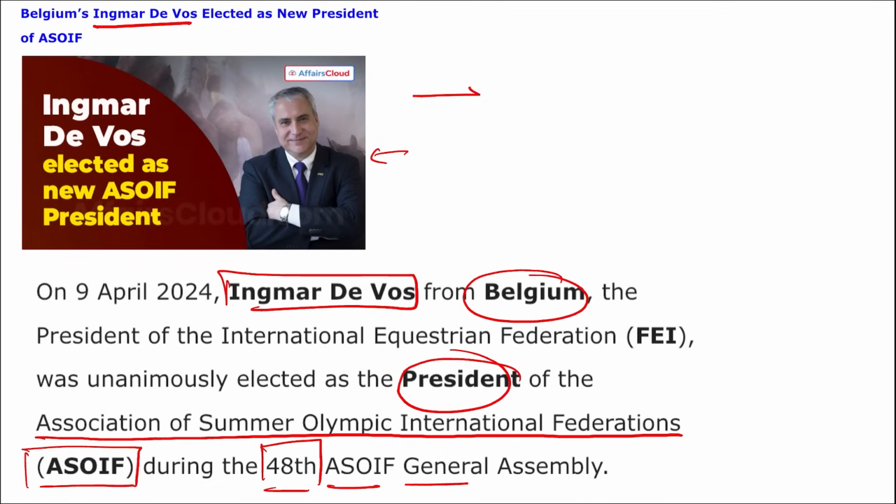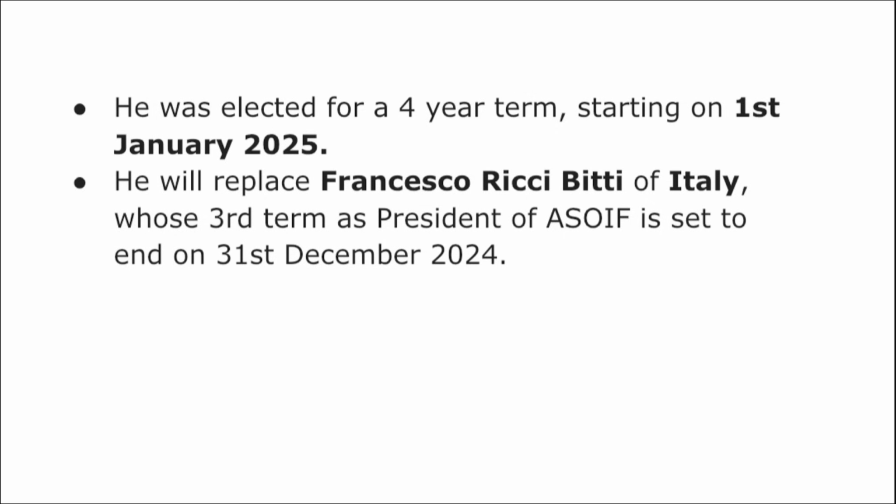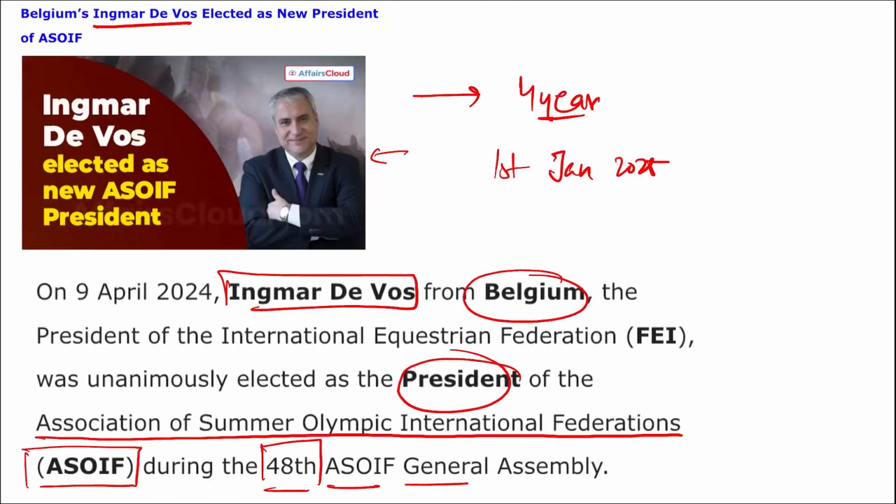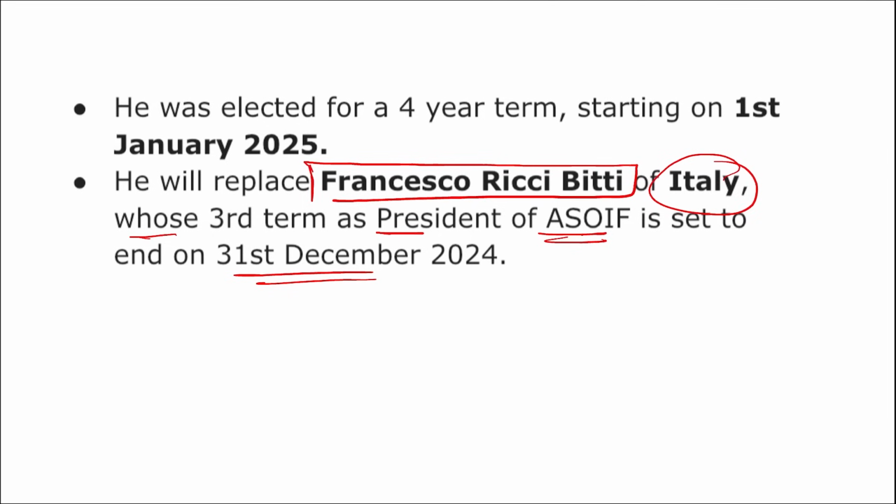Then remember, he was elected for a period of 4 years. It will be starting from 1st of Jan 2025. He will be replacing whom? He will be replacing, remember, Francesco Ricci Bitti, right? He is of Italy. He will be replacing him, whose third term as president of ASOIF is set to end on 31st of December 2024. And here Ingmar De Vos's term will be starting from 1st of January 2025 and it will be a 4-year long term.